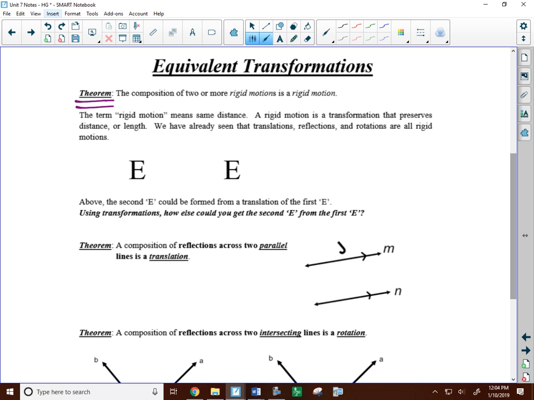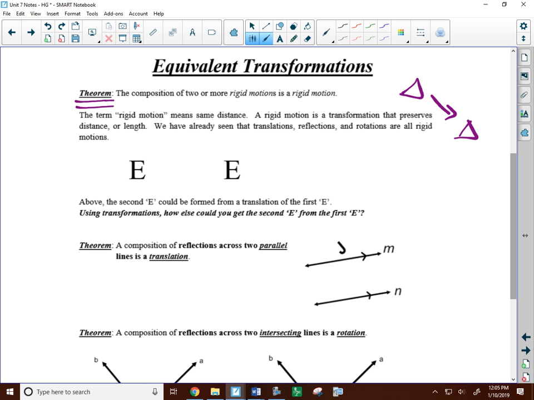The composition of two or more rigid motions is a rigid motion. So basically we do that for one transformation. For example, if we took a triangle and translated it down and right. Okay, that's a rigid motion, congruent shape. The pre-image and image are congruent.